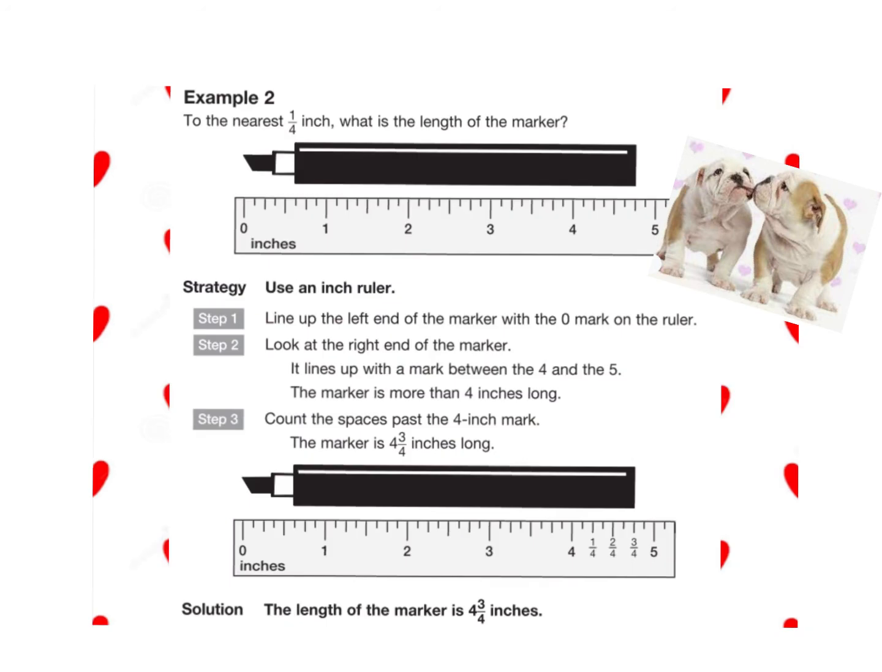All right, to the nearest quarter inch, let's practice that. What is the length of the marker? I'm going to circle the word quarter to remember that I'm measuring to the nearest quarter inch. I line up my marker to the 0, and I look over here to see where it has matched up. I can see that this marker is 4 3/4 inches long. Remember, up here I have 1/4, 2/4, which equals 1/2, and then 3/4. If we're breaking it down into quarter inches, that's what it would look like.